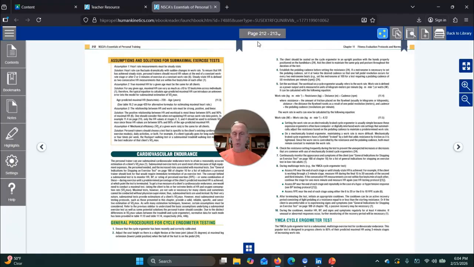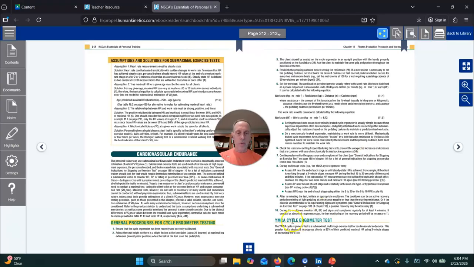On page 212, they go into different tests, and these are some of the tests that we've done in our program. But they talk about general procedures for cycloergometer testing, and it's a matter of just understanding how to set up the test and how to set up the equipment to make sure that you have consistency in your testing and your evaluation. Getting back to our conversation from chapter 10 regarding validity and reliability in your testing.